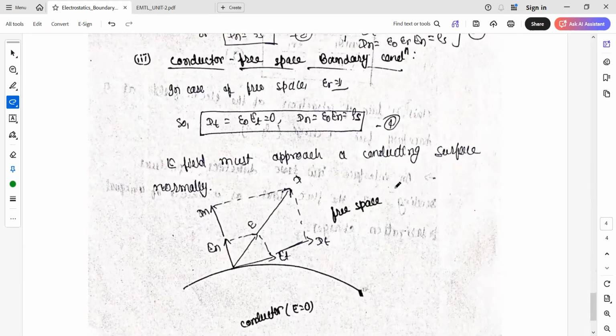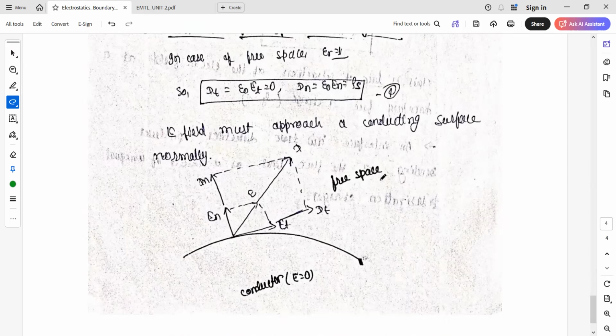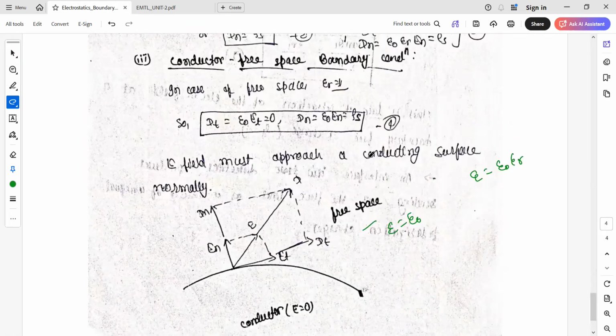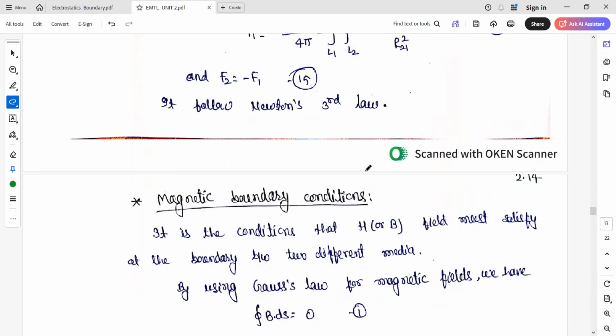For conductor-free space, the only small difference is that in the case of a dielectric we take epsilon equal to epsilon naught times epsilon r, but in the case of free space we take epsilon equal to epsilon naught, since epsilon r becomes 1 here. So this is the discussion about the electrostatic boundary conditions. It is also very, very important.